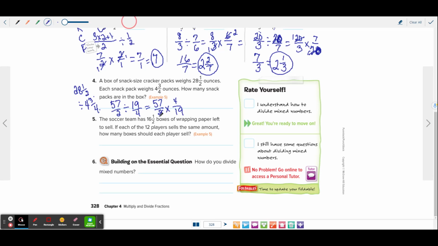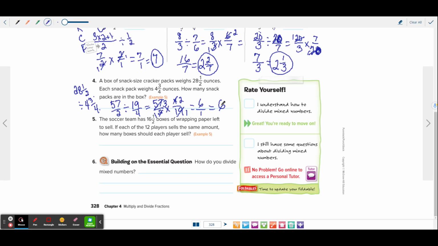Okay, now 2 and 4 can both be divided by 2, so that's 1, and that would be 2. 19 and 57. I believe, if I'm not mistaken, that 19 times 3 is going to be 57, but let me just check on my calculator here. Yep. So 19 divided by 19 is 1. 57 divided by 19 is going to be 3. So 3 times 2 is 6. So our answer is just 6.